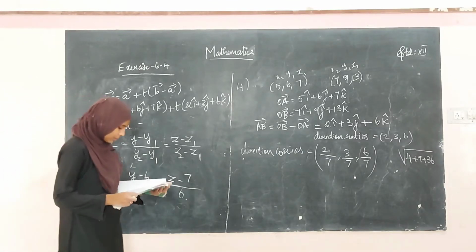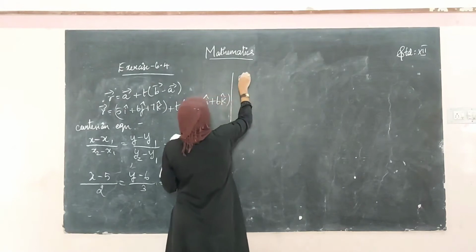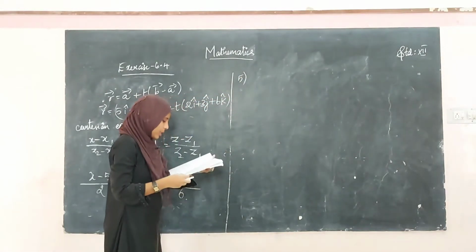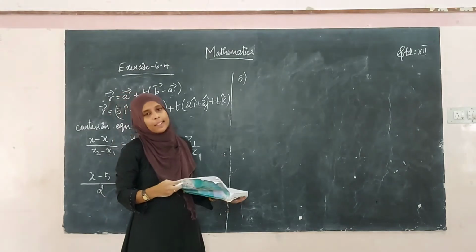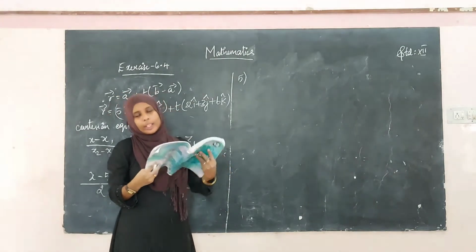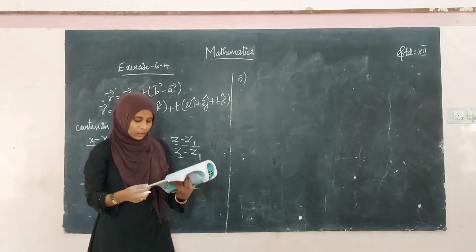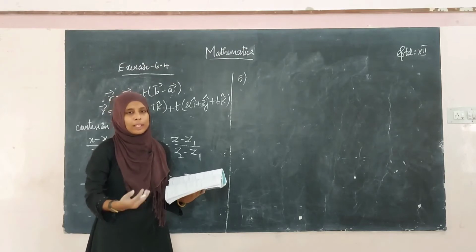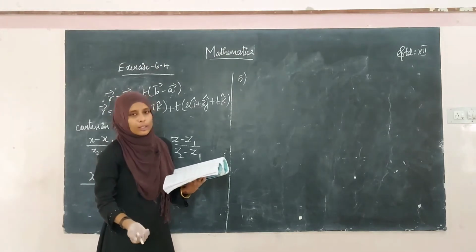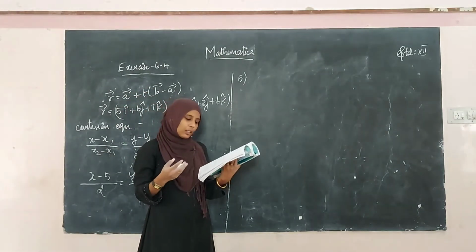Okay, let us see the fifth sum. Find the acute angle between the following lines. When b and d vectors are given, how will you find the angle? You can use the formula cos theta is equal to modulus of b vector dot d vector divided by modulus of b vector into modulus of d vector. So this is the cos theta formula. You can find the theta using this formula.